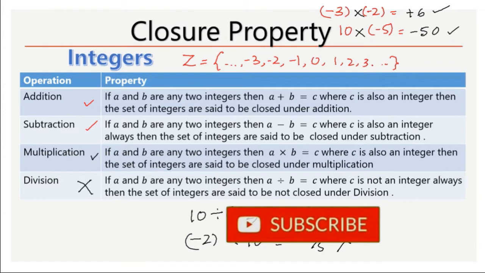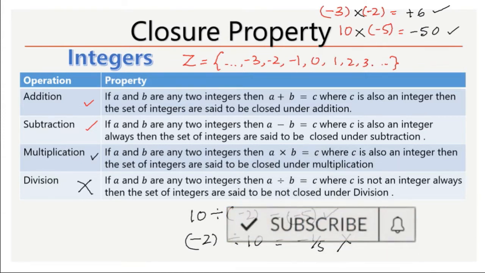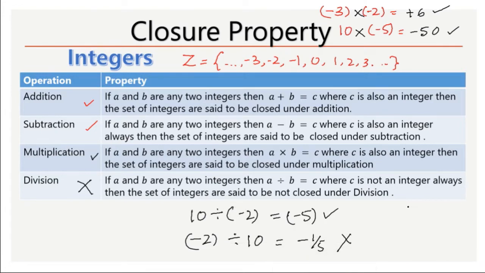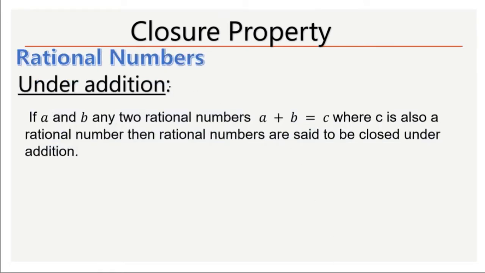Hello students, let us continue this session on rational numbers. In our previous session, we had discussed closure property in whole numbers, natural numbers and integers. And I had asked you to think about the closure property under all the operations for the set of rational numbers. Let us discuss the closure property in rational numbers.